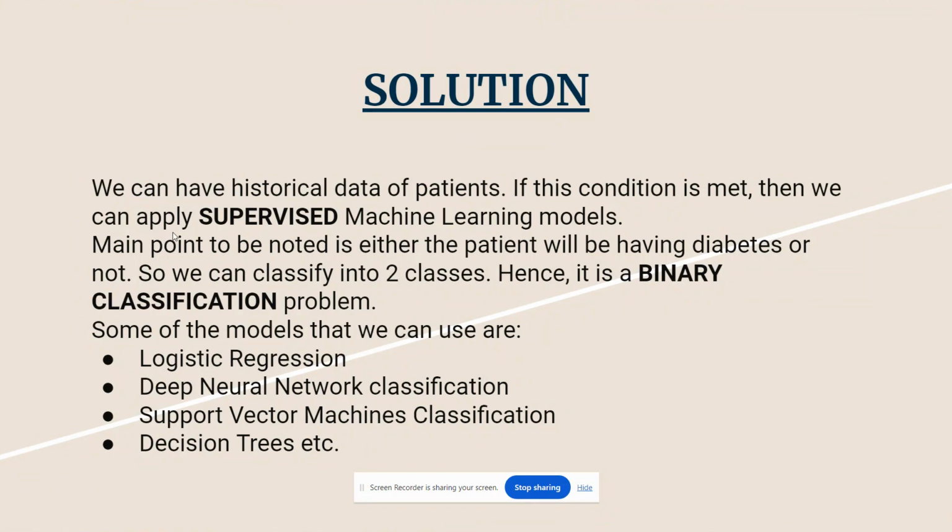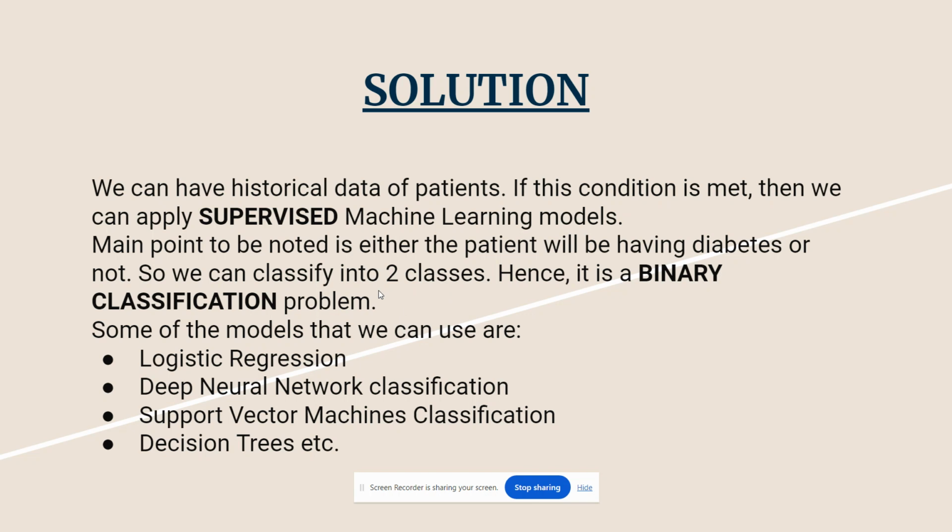See, there are a lot of people from whom data has already been taken. So we have historical data, and if we have historical data, then we can use supervised machine learning here. The main point to be noted here is that the patient will either have diabetes or not have diabetes. So we can classify into two classes, as it has two classes. So it is a binary classification problem.